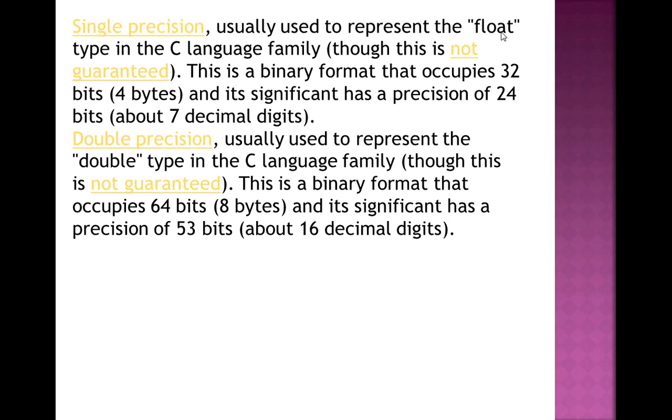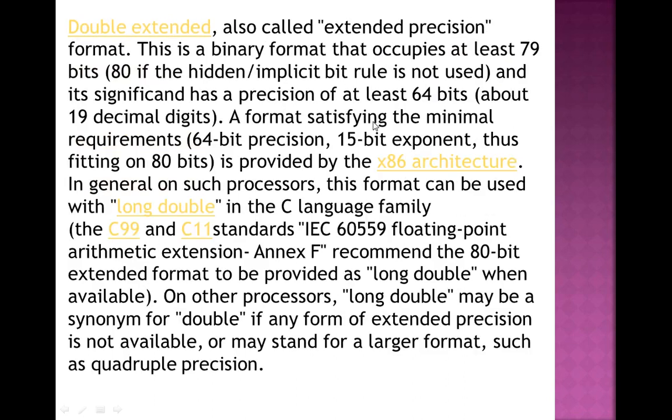In the same way, the next one is double precision, which is used to represent the double data type in the C language. And this uses 64 bits and 53 bits, as compared to 32 and 24.